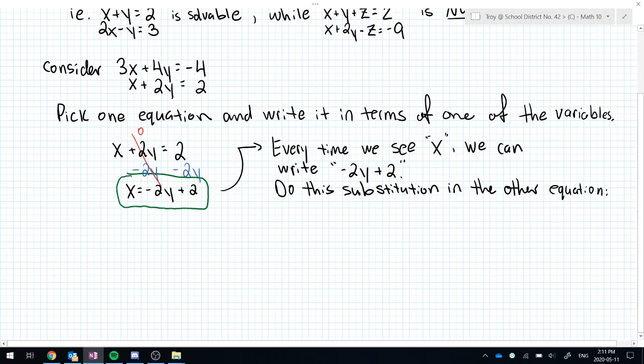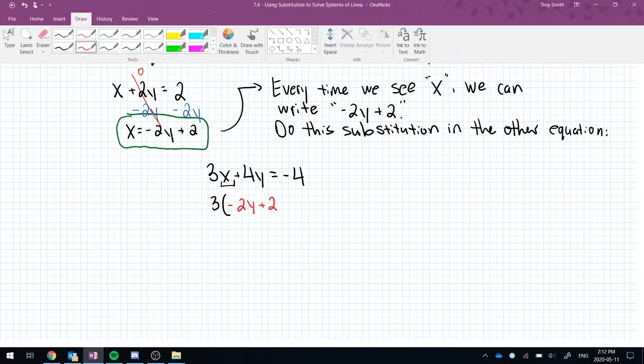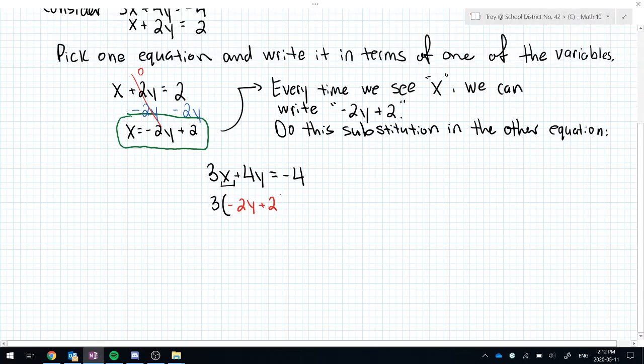Okay, so take my other equation, which is 3x plus 4y equals negative 4. Okay, so where's my x? My x is right here. Okay, so I'm going to come in, I'm going to make the substitution. So that 3 stays where it is, but now put your brackets in, it's going to help you. Instead of x, we have negative 2y plus 2. So that's my substitution, right? That's what we found out in the first part there. And then you make sure you copy everything else down. So we got that 4y equals negative 4.